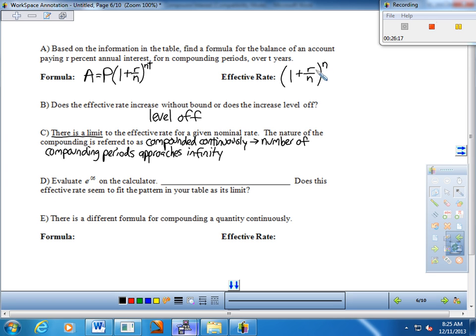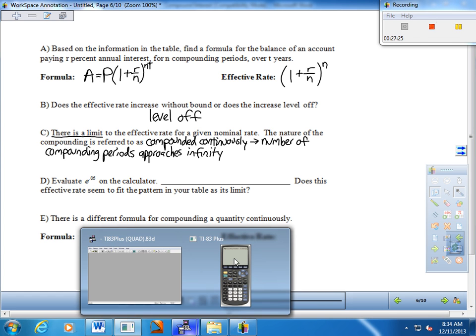No. And so what we want to do is have a way to approximate what would happen as n does approach infinity. And the way we do that, of course, is by using our base e. So watch what happens here. Just one more time, there is a limit to the effective rate for any given nominal rate. The nature of that compounding is referred to as being compounded continuously, really getting an infinite number of interest payments over the course of the year. And that's how we approximate the limit of our effective rate. And in this case, we're going to use our base e.